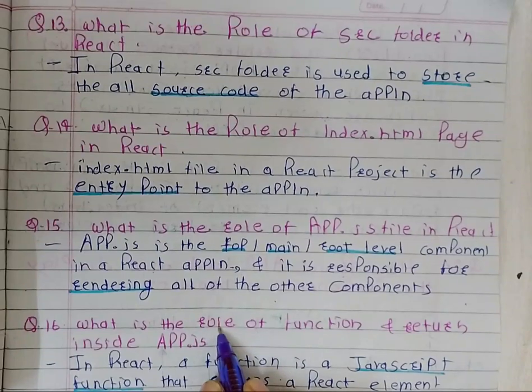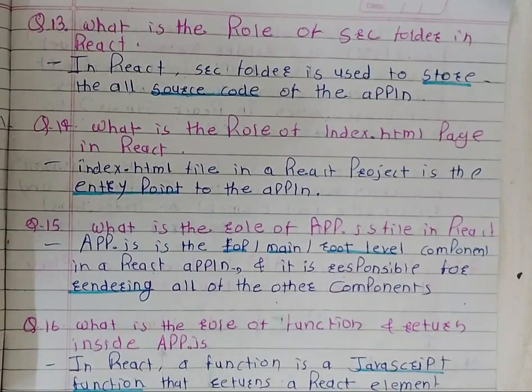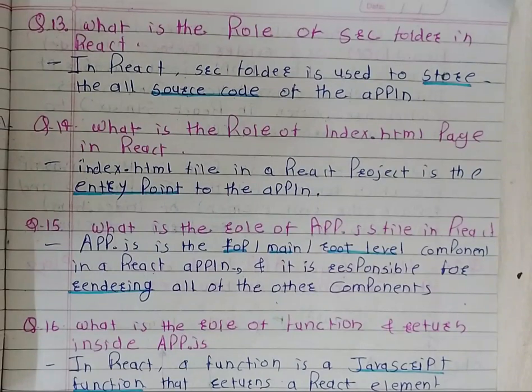Then what is the role of function and return inside App.js? In React, a function is a JavaScript function that returns a React element. A component is basically like a function only. It is just added with HTML, so it uses JSX. That is the reason we can embed HTML inside JavaScript. The reason is that a function also returns a single thing, a single value or a single array at a time.